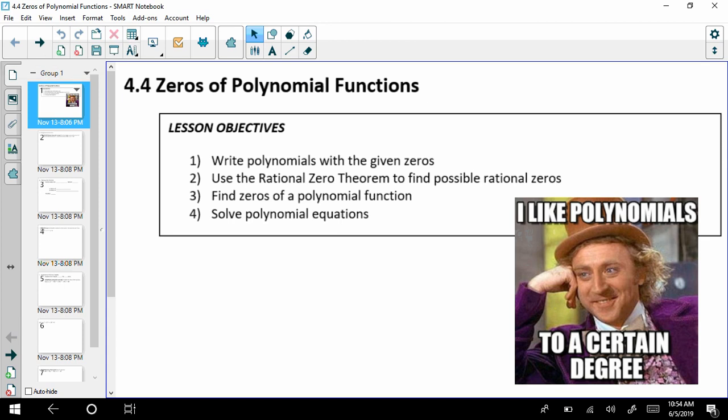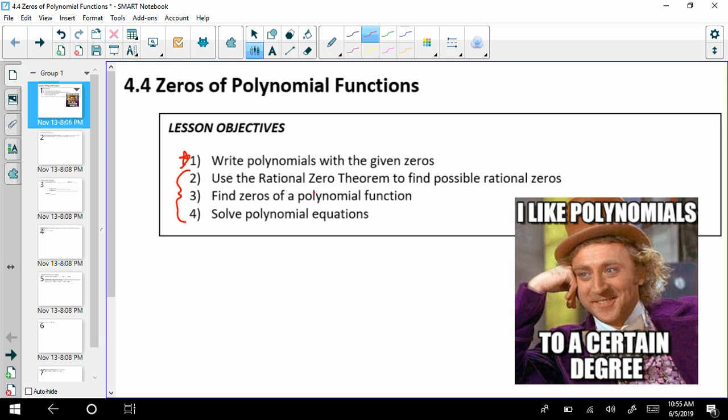So we have 4 main objectives today. The first one is, I like to think of it as going backwards. If I give you the zeros, can you construct the polynomial? Now the other 3 objectives are going to tie all together. They are going to build up to our end goal.